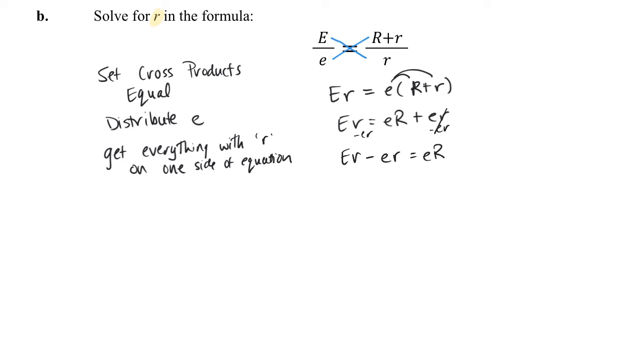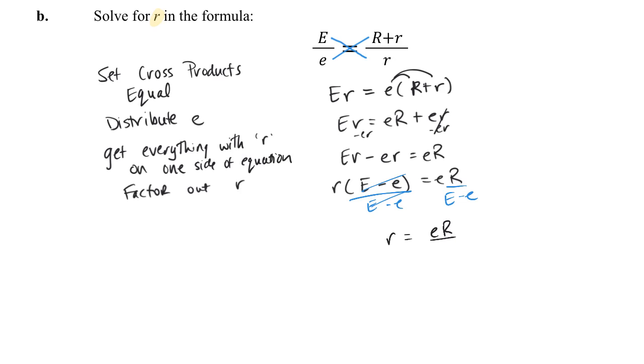And then I want to isolate my r, so I'm going to factor out an r, a lowercase r. So I'd have E minus little e is equal to E times capital R. And then our final step is to divide by E minus little e. So that it cancels, and what we've done is isolated our smaller lowercase r, because that's what we're trying to solve for. So r is equal to ER divided by capital E minus small e.